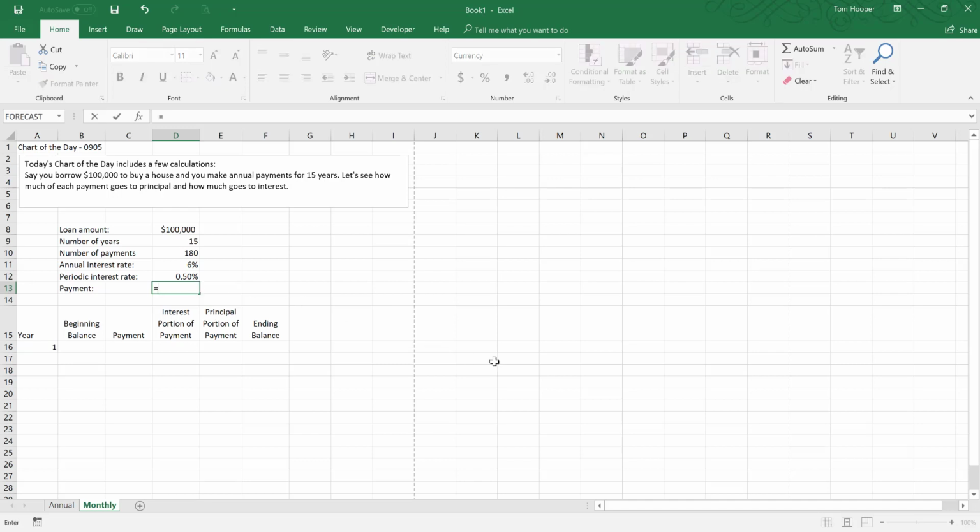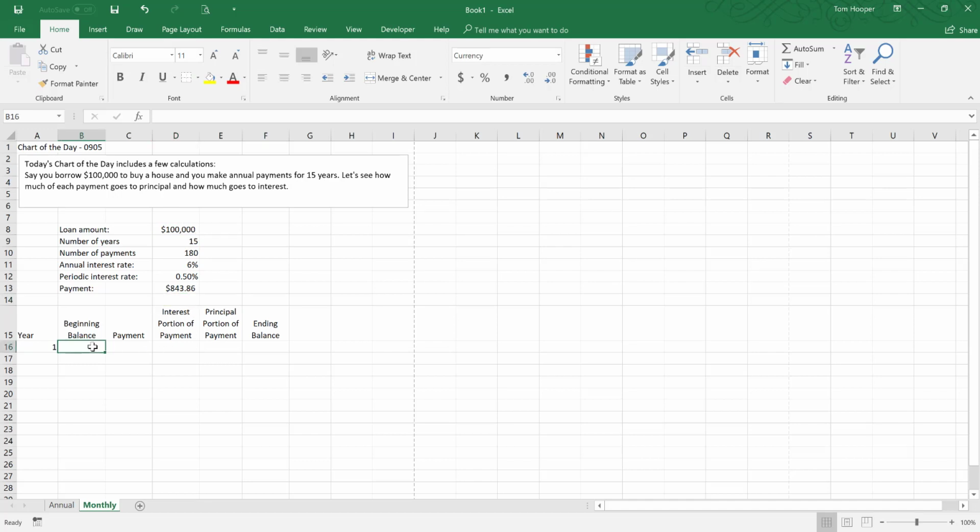In the payment, PMT function, this time the rate that we will use is the periodic interest rate, so it's the 1/2%. The number of periods is the number of payments we're going to make. The present value, again, is negative 100,000, and there's no future value because this is not a balloon mortgage, and we can leave type empty because our payments come at the end of the month.